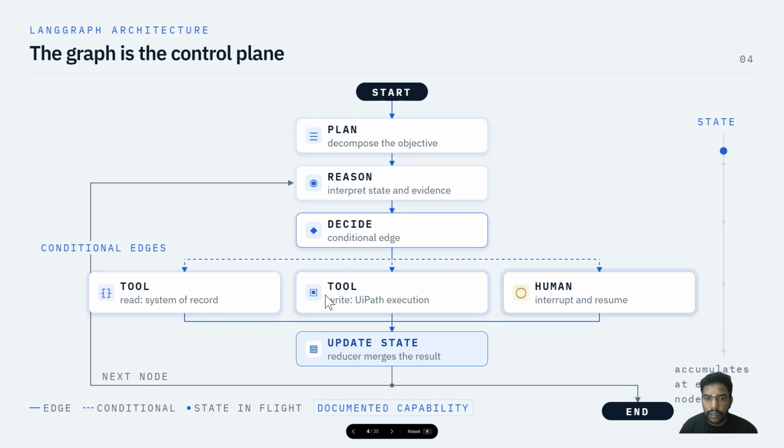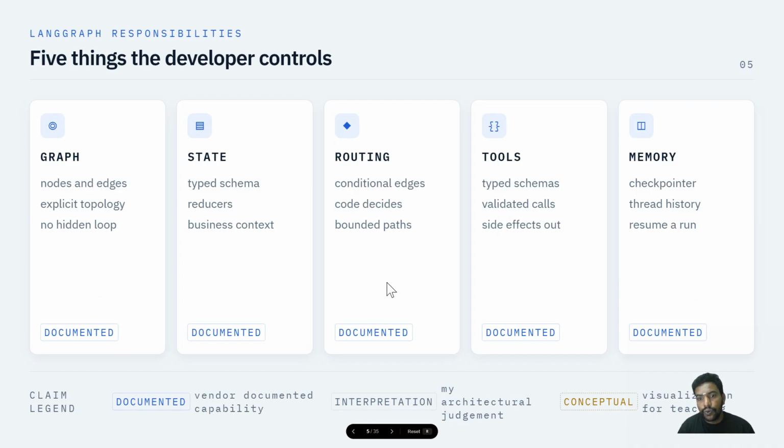So these five capabilities are worth naming precisely, because each one is a decision you own. Here we have different controls: one for graph, second state, routing, tools, and memory. Actually, what does it do in this graph, right? The graph is nodes and edges you declare.